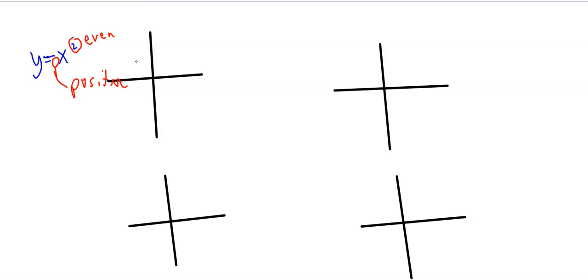So the graph of this one, when it's even and positive, will always be, I don't know what the parabola looks like, but it's going to be up and up. So the parabola will start up on the left, and as it goes to the right forever, it's going to end up as well.